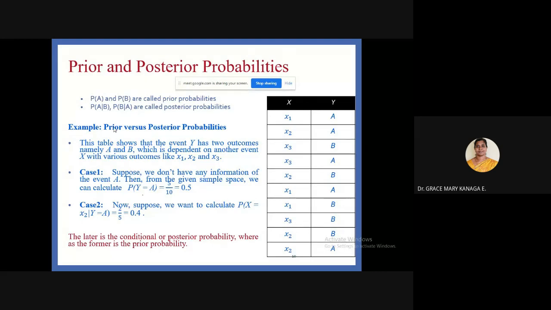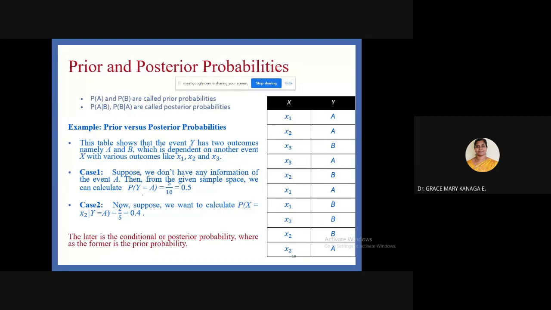Now we'll see what we mean by prior probability as well as posterior probability, with an example: prior versus posterior probabilities. See this table, we have two attributes, X and Y. For X some values are given, and for Y some values are given. This table shows that the event Y has two outcomes, A and B, which is dependent on another event X with various outcomes like X1, X2, X3. The values for Y are A and B, and that depends on the outcomes X1, X2, and X3 of X.